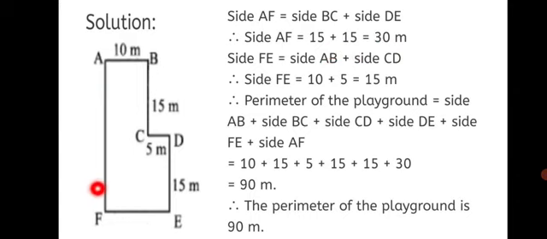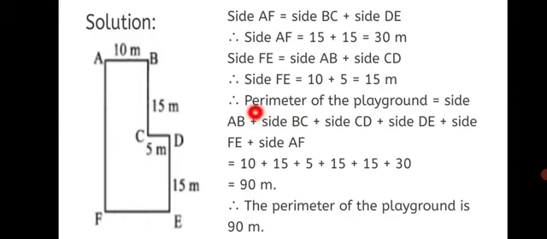To find the perimeter, we need to find all the sides. Now we will find side FE. So to find side FE, what we have to do? We'll have to add AB plus CD. So AB plus CD is 10 plus 5, 15 meters. That means side FE is equal to 15 meters.